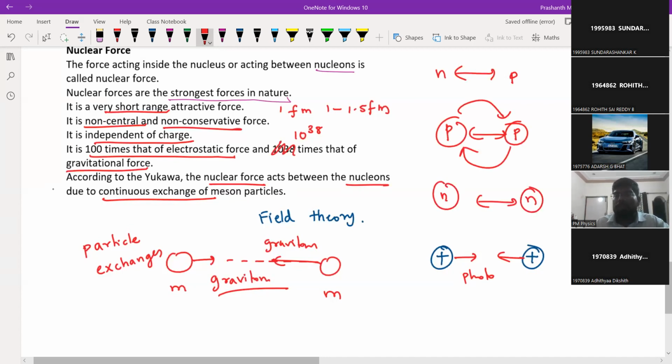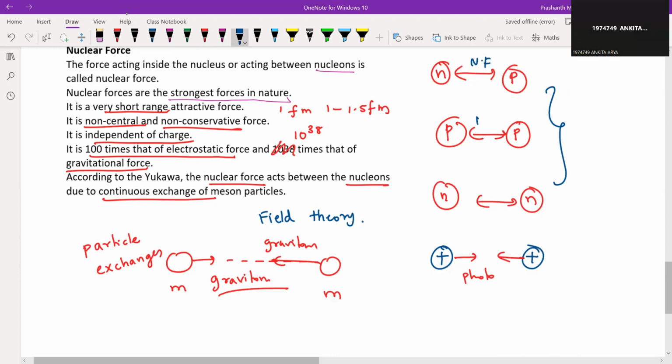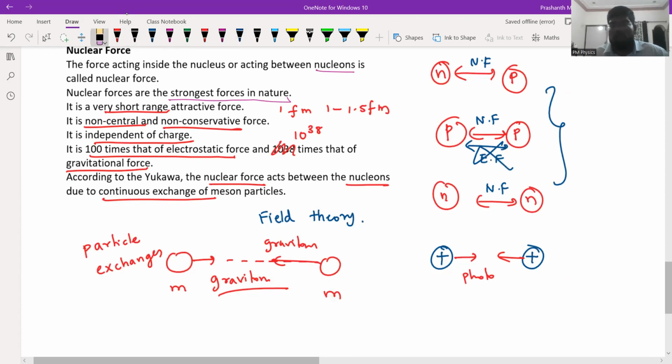So which nuclear force is stronger here? Between proton and proton, or between proton and neutron, or between neutron and neutron, which nuclear force is stronger here? Here also nuclear force is there. Here not only nuclear force is there, here there is also an electrostatic force. I'm not talking about electrostatic force here. I'm only talking about the nuclear force. Which nuclear force is stronger here?